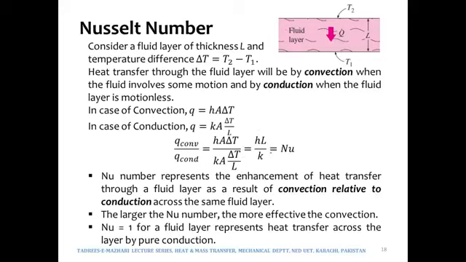This ratio hL over k is called Nusselt number, but Nusselt number is in fact a ratio of the heat transfer via convection to the heat transfer via conduction. And we know that the heat transfer in case of convection would be more than the heat transfer in case of conduction, due to the bulk fluid motion. However, the larger the Nusselt number, of course, the more effective would be the convection.